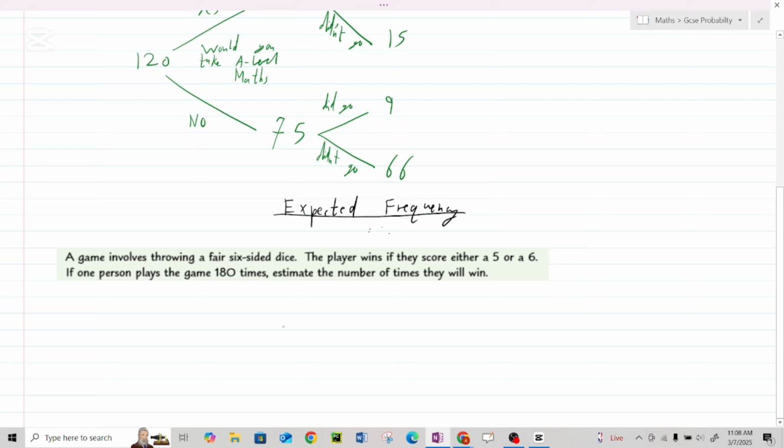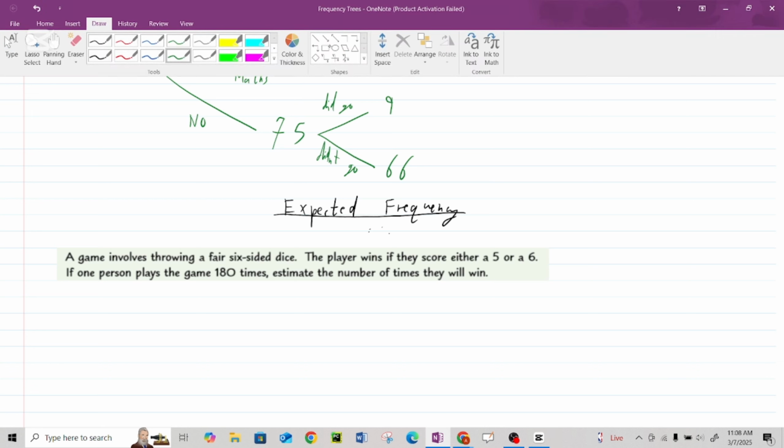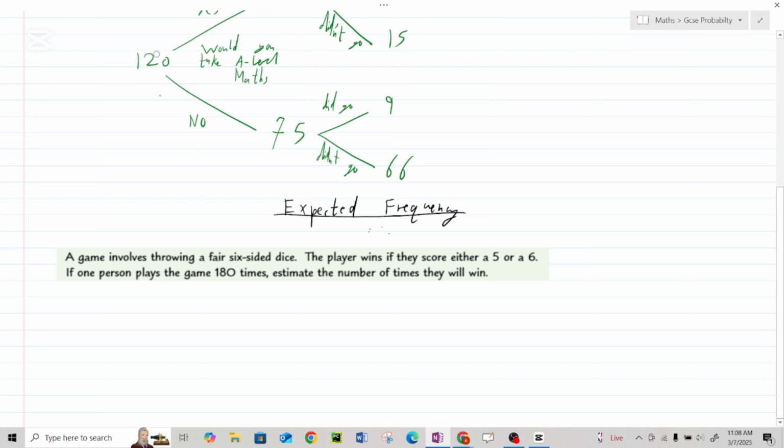Now, the answer would be, we have a formula. Not just a simple answer, we have a formula that we want to learn. That is, estimated frequency is equal to our probability times the number of times we played the game, in this case, obviously.